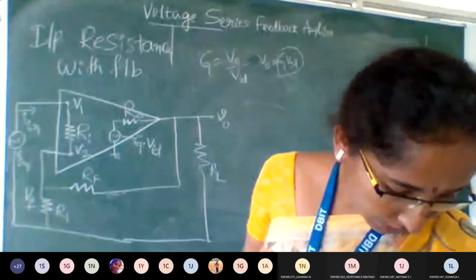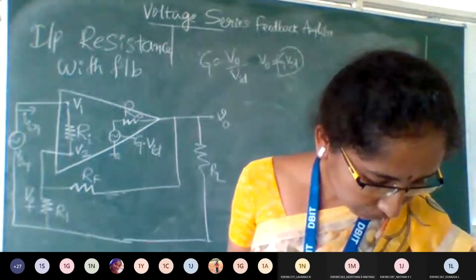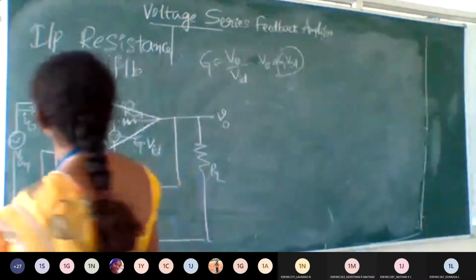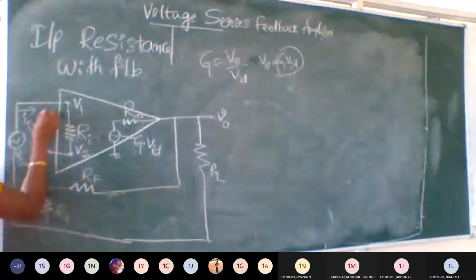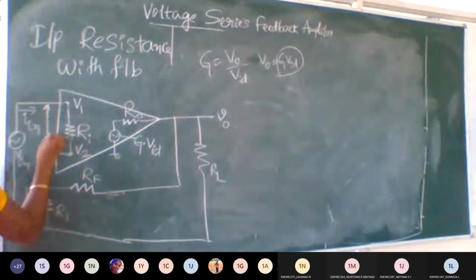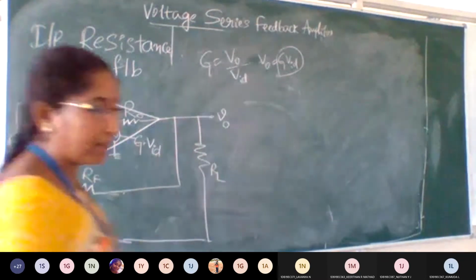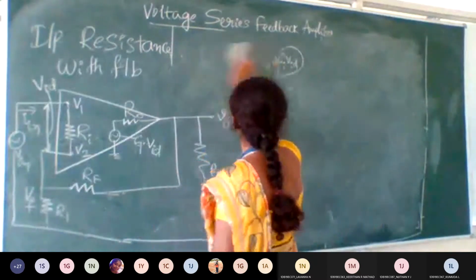Okay, so here, what is RIF now? This is VID. What is RIF? What is resistance, first of all?